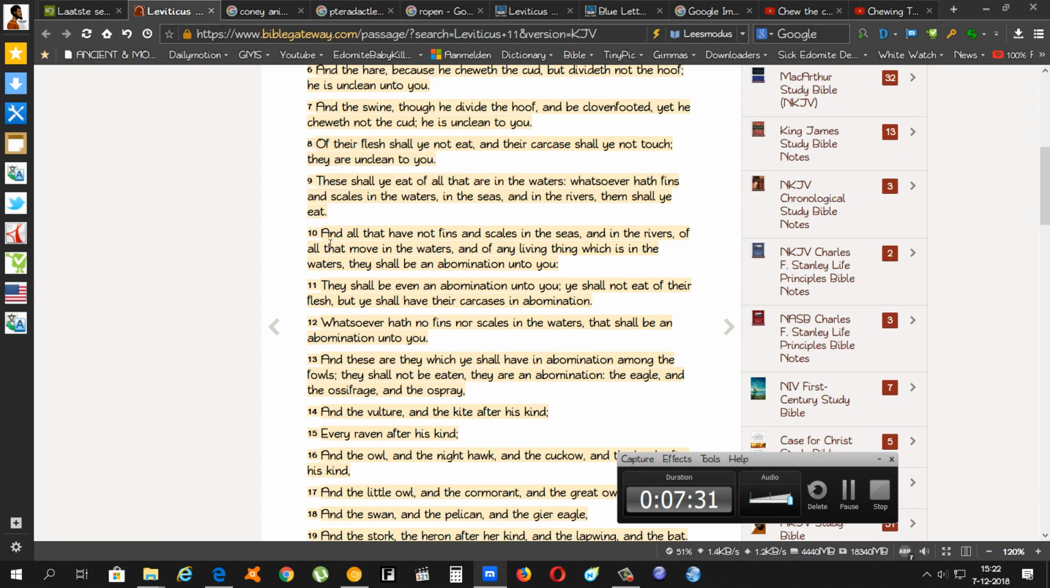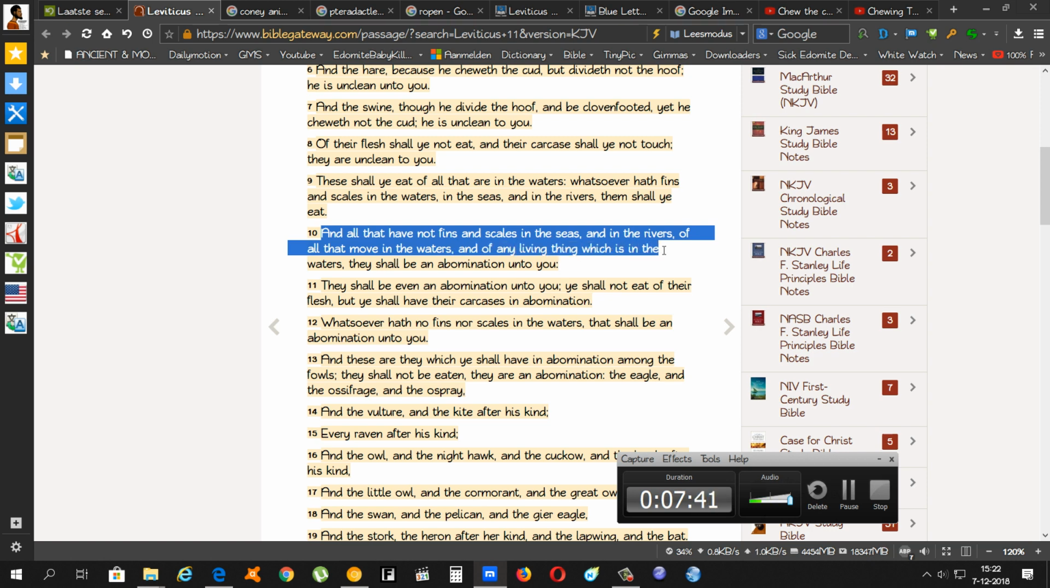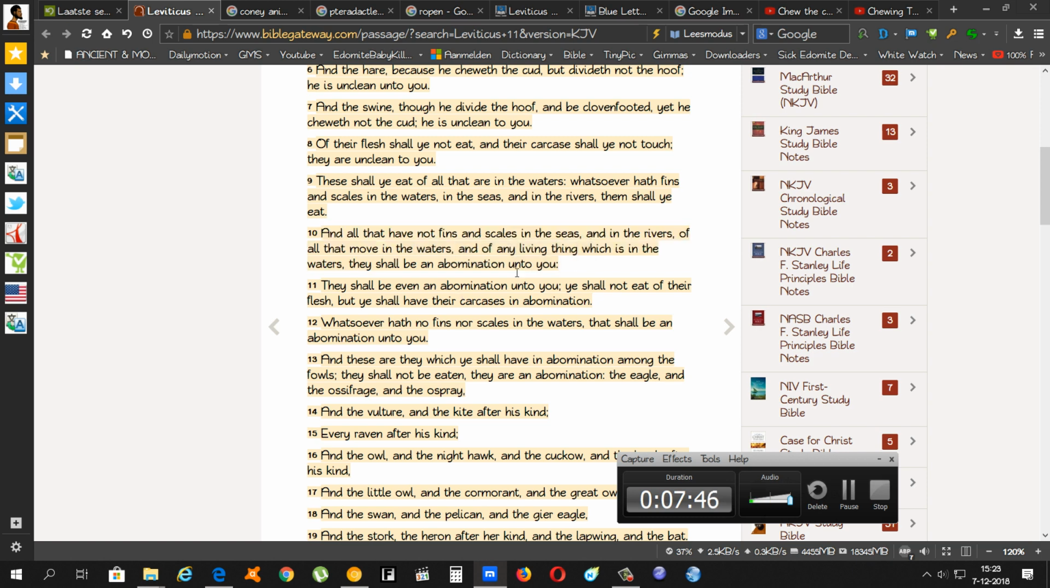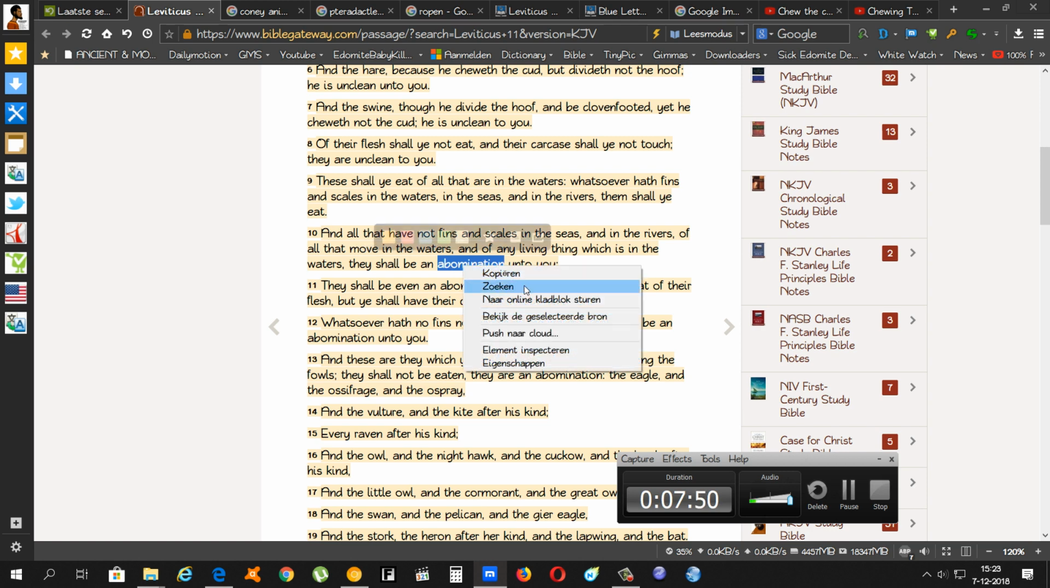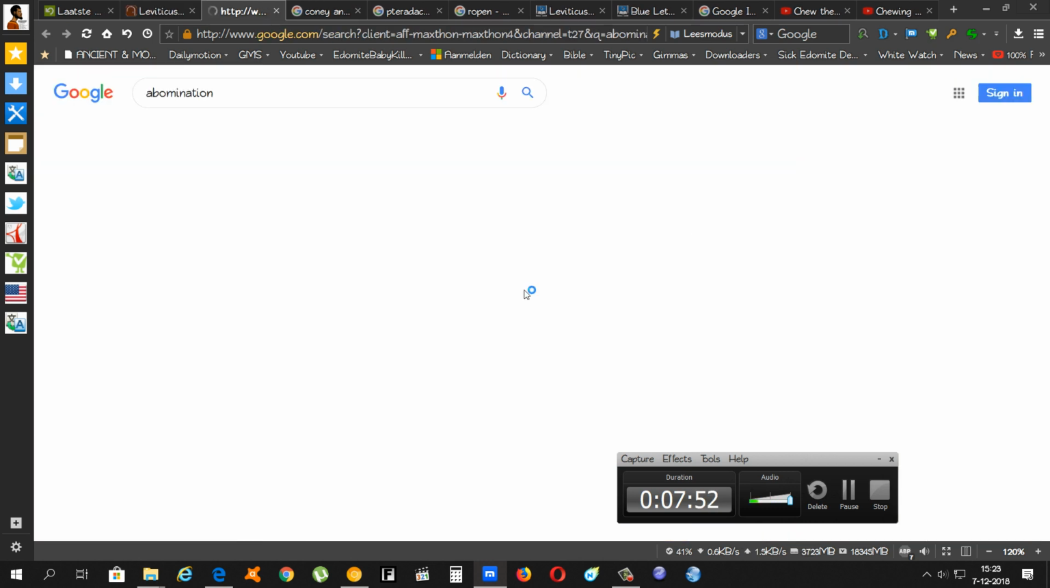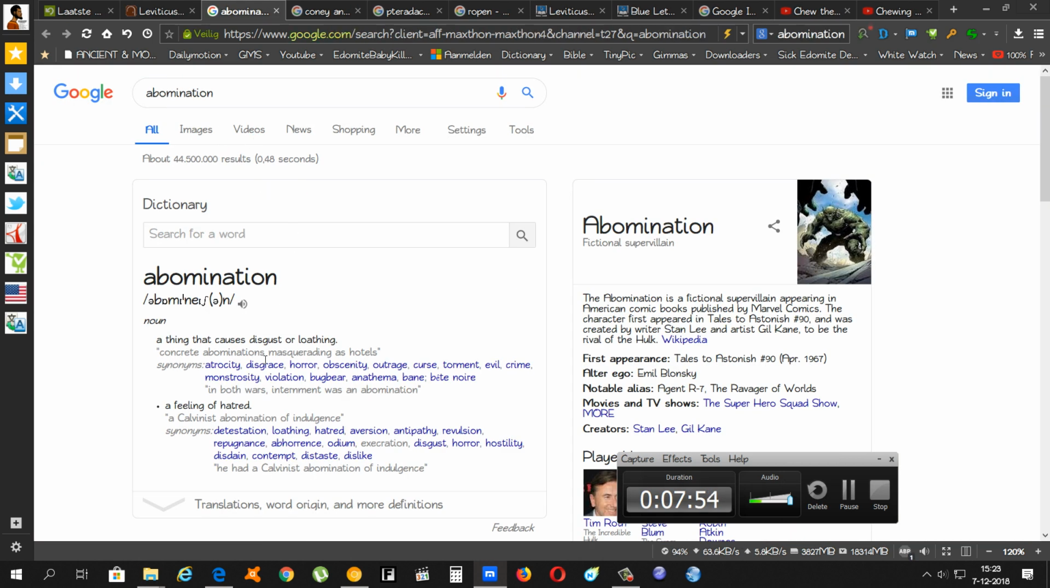Verse 11. And of all that have not fins and scales in the seas and in the rivers, of all that move in the waters, and of any living thing which is in the waters, they shall be an abomination unto you. And an abomination is a filthy, wicked act, if it's done by man. But if it's just something else, like something filthy and wicked, it says abomination, a thing that causes disgust or loathing.